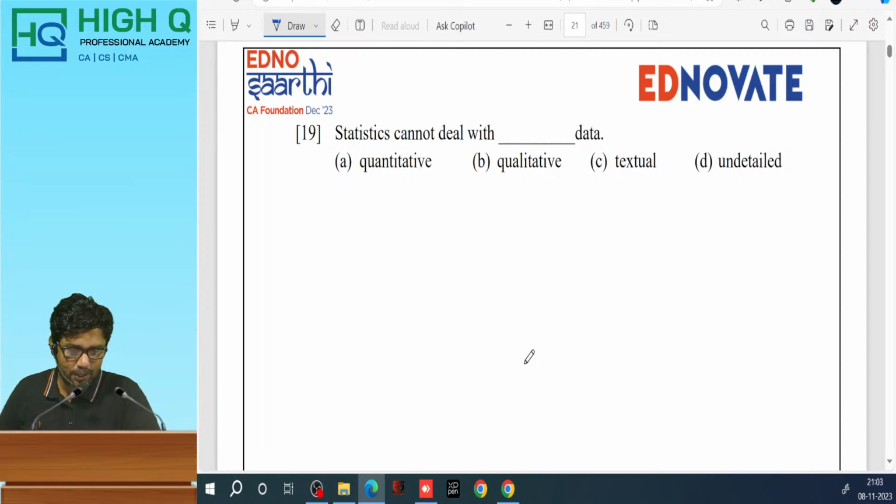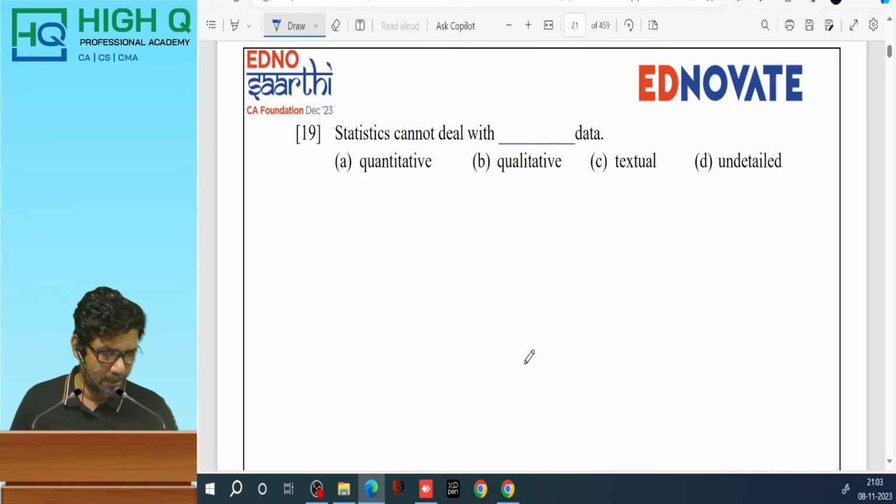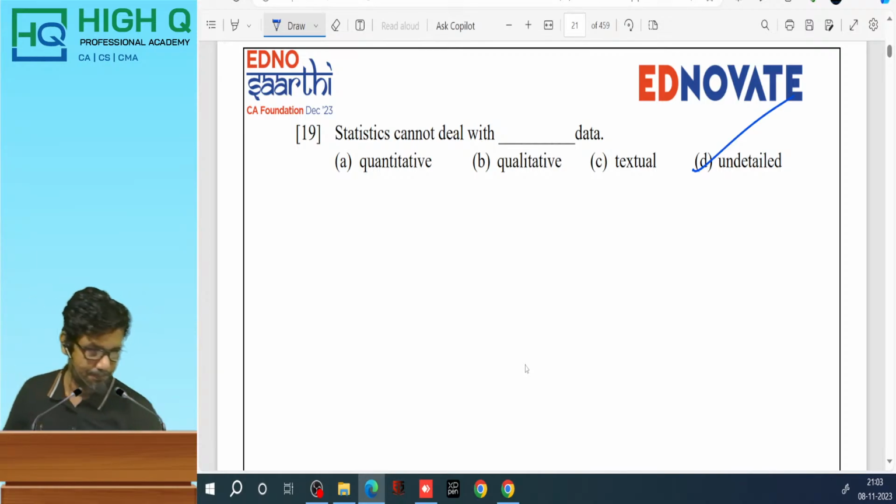Statistics cannot deal with quantitative, qualitative, textual and undetailed. Very good. Why, Amrita? Qualitative can be dealt with. Why can statistics not deal with it? Undetailed data cannot be dealt with.